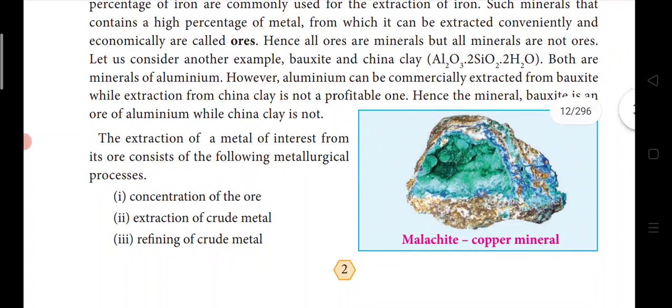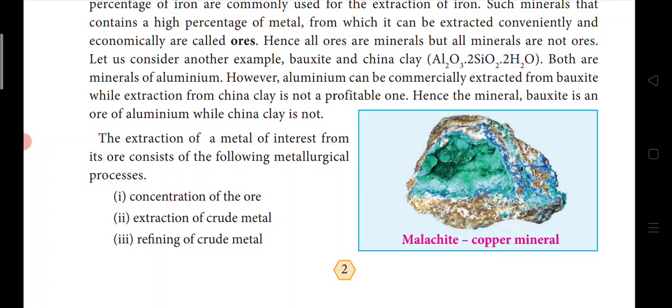This extraction process involves 3 steps. First is concentration of the ore. Concentration means we have to remove all the major impurities. If you are mining from underground, the ore will come along with many other impurities, especially silica, which is sand. So we have to bring it into a lesser amount. That is concentration of ore.